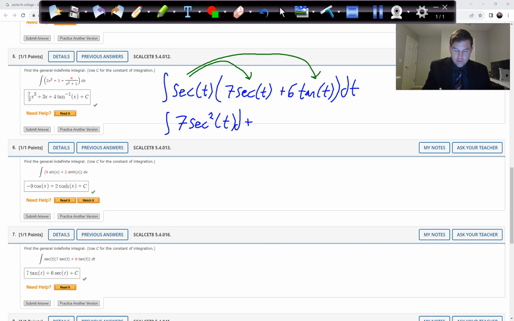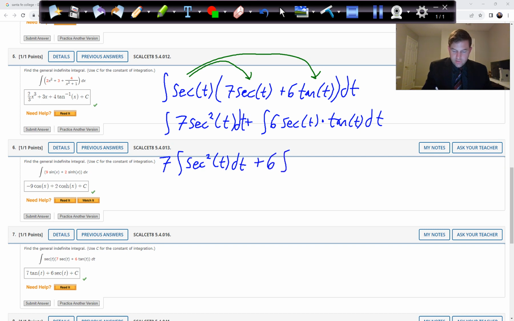Plus, let me distribute the integral as well. And then we get plus the integral of 6 secant t times tangent t dt. Then we're going to pull out the constants: 7 times the integral of secant squared t dt plus 6 times the antiderivative of secant of t times tangent of t.